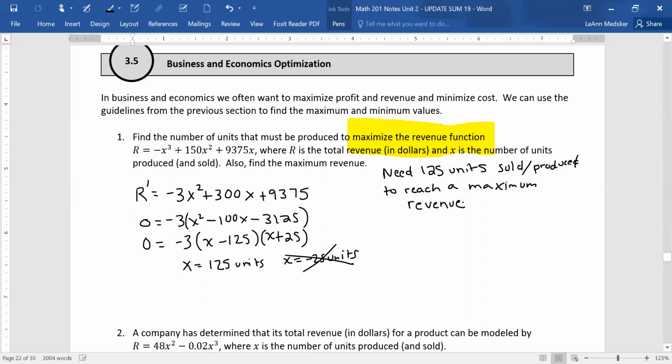Now I want to double check. Since there was only one answer, I knew that it was going to have to be the maximum, but let's say that had been positive 25 too. How would you know which one was the max and which one was the min? I kind of jumped over that step since there was only one possibility.